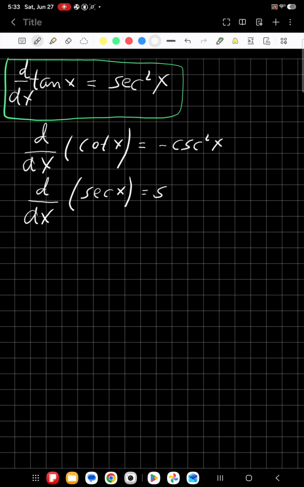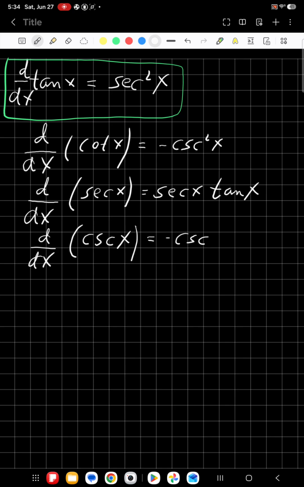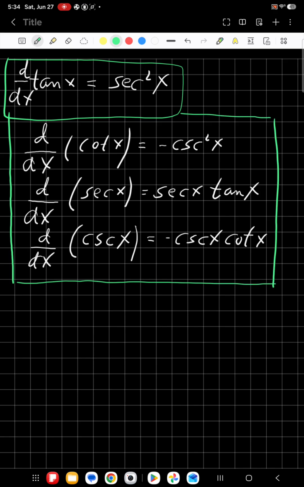Okay, so we have secant x times tangent x, and then the derivative of cosecant x. Okay, so this one is negative cosecant x times cotangent x. So I think the most important, right, is this one. And then the second most important, that you will see quite often, is this one, the derivative of secant.